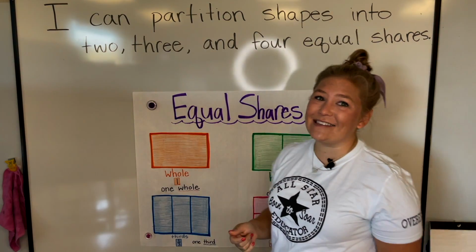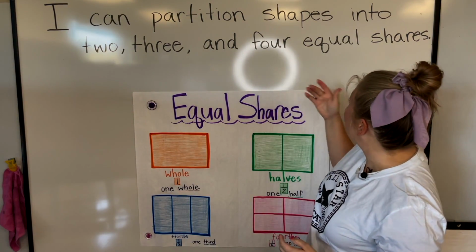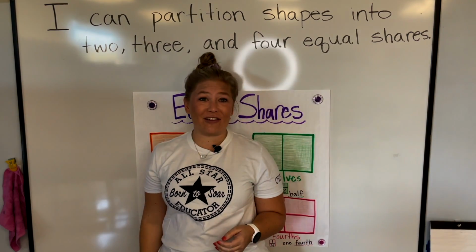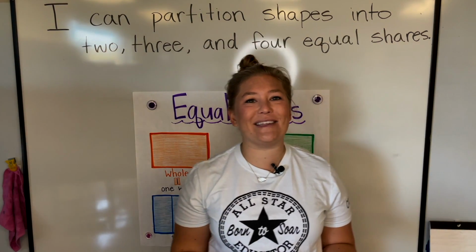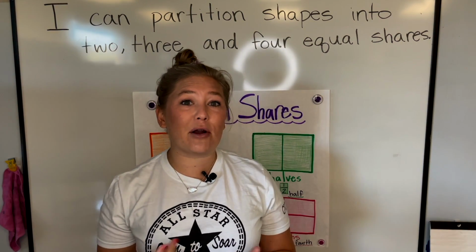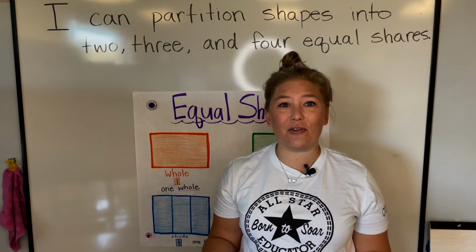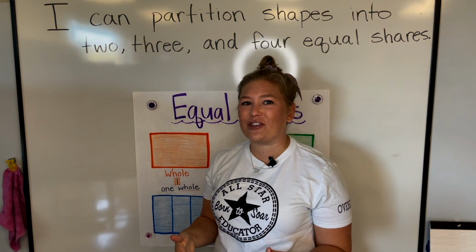We have our I can statement today. It says I can partition shapes into 2, 3, and 4 equal shares. Well, that sounds really similar to what we did last week. Last week we were partitioning 2, 3, and 4 equal shares just in rectangles. But this week we're going to do a bunch of different shapes.